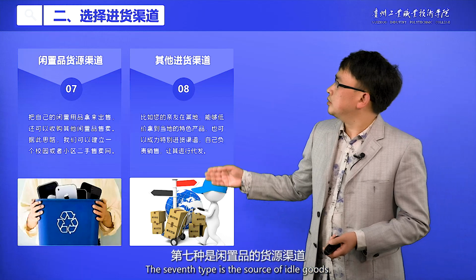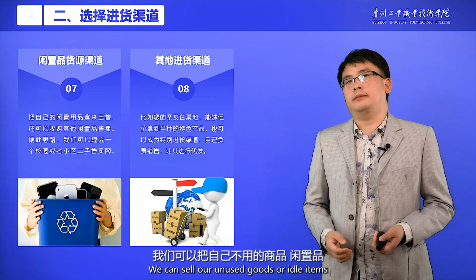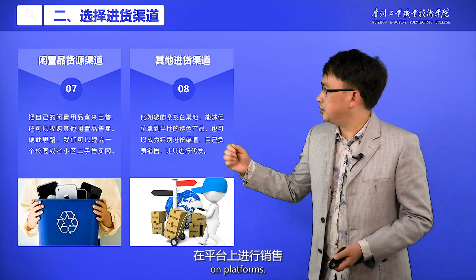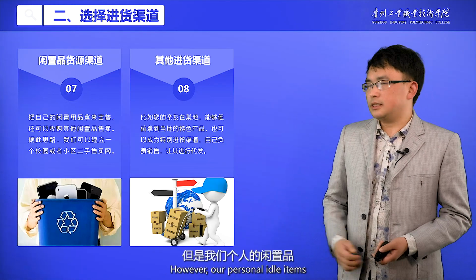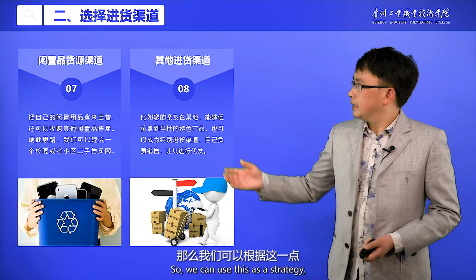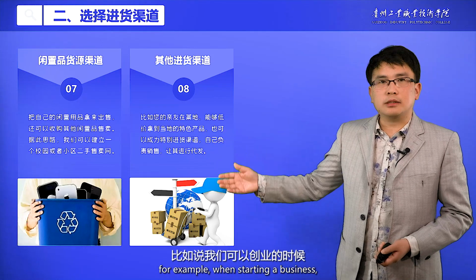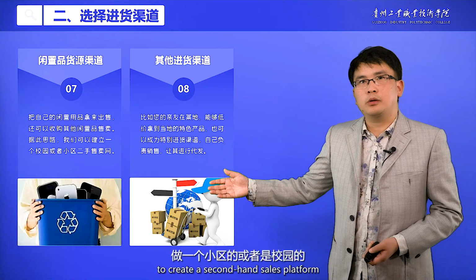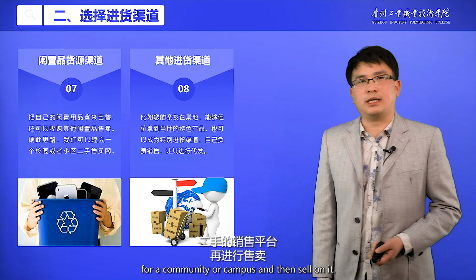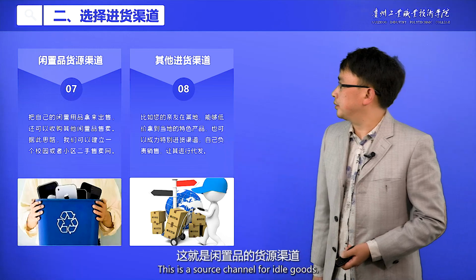The seventh type is the source of idle goods. We can sell our unused goods or idle items on platforms. However, our personal idle items may be quite limited, so we can use this as a strategy. For example, when starting a business, to create a second-hand sales platform for a community or campus, and then sell on it. This is a source channel for idle goods.